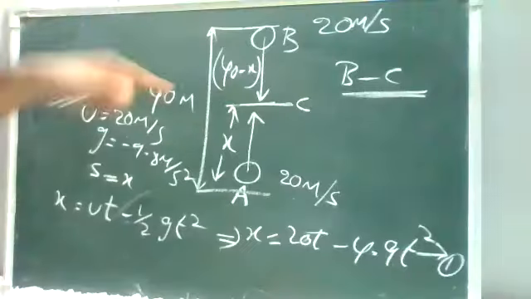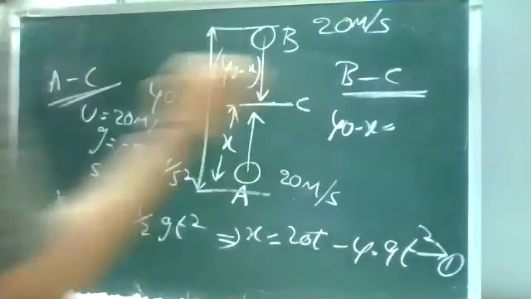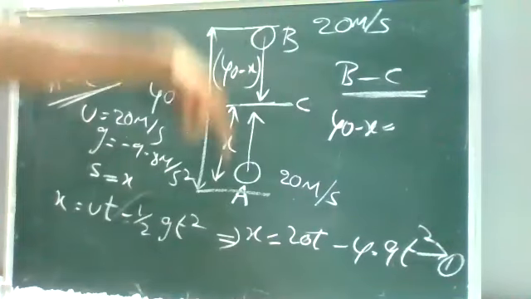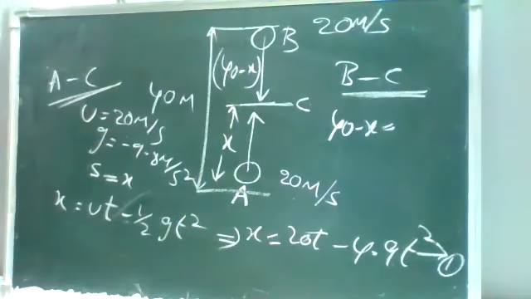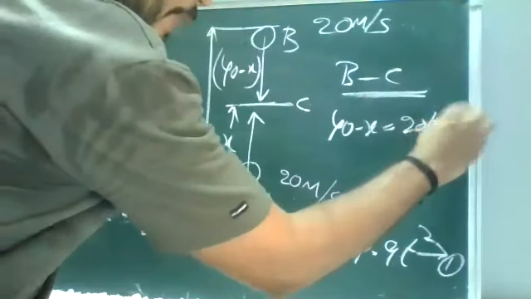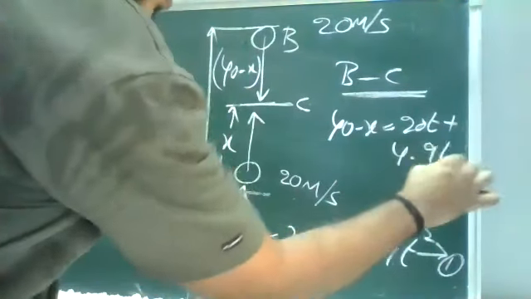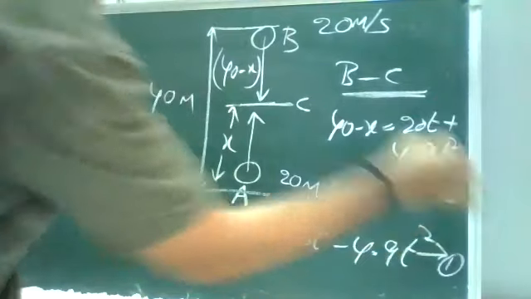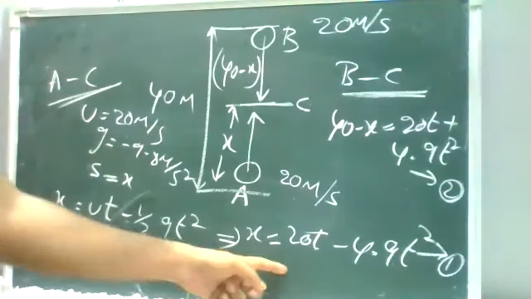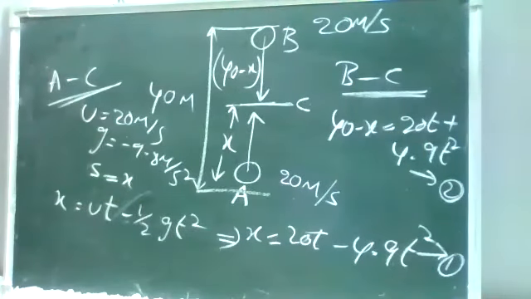For the second case, B to C, the displacement is 40 minus x, and it is going towards the earth. So it is moving in the downward direction, so it will be plus. So it is 20t plus 4.9 t square. It is the second equation. So we got x is equal to 20t minus 4.9 t square, and the second equation, 40 minus x is equal to 20t plus 4.9 t square. We are going to add these two relations.